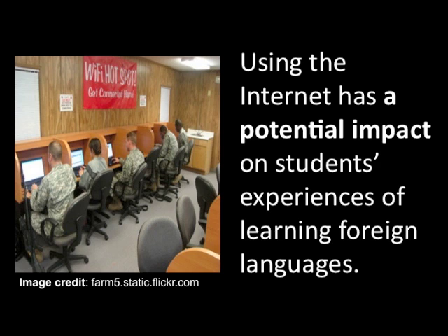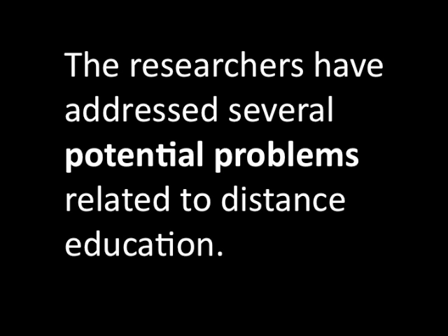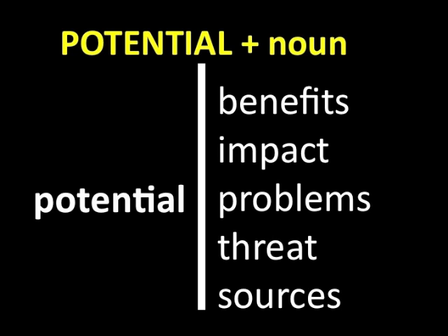And here is another example on a similar theme. The researchers decided to examine the potential benefits of distance education. Alternatively, we could say, the researchers have addressed several potential problems related to distance education. While listening to the example sentences, I noticed a couple of nouns which could be used with potential, and here are some of these collocations. Potential benefits, potential impact, potential problems, potential threat, potential sources.